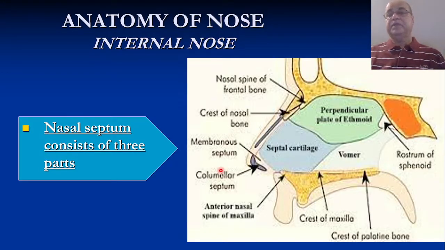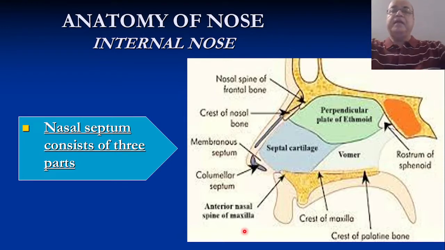The nasal septum divides the nasal cavity into two halves, right and left, and this nasal septum has three parts. One is the columellar septum or columella, which is formed by the medial crura of the lower lateral cartilages covered by skin, and the portion just behind that consists of only mucosa. There is no cartilage in between, so that is called the membranous septum.